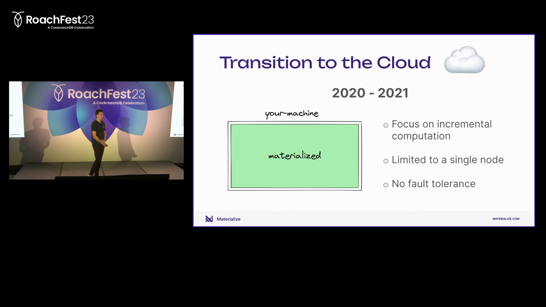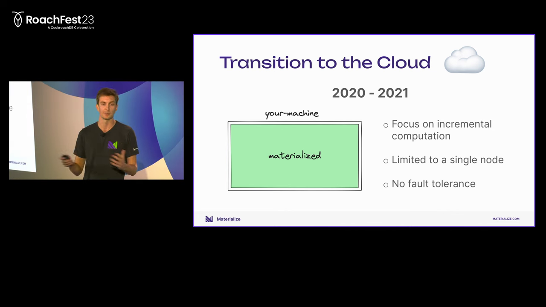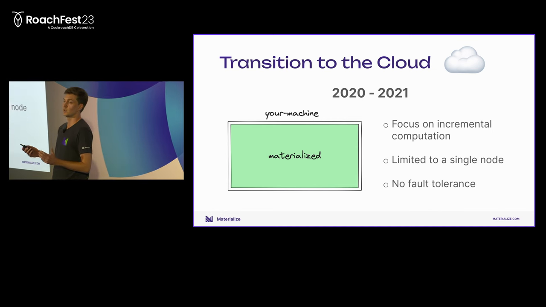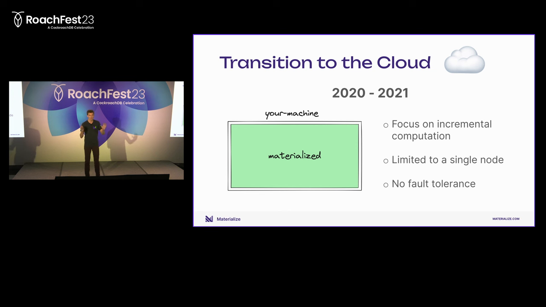But it had some drawbacks, right? You're limited to a single node. So your database can only be as large as the machine you can buy. And also, there's no fault tolerance. So you need to upgrade this machine, whether it be to make it bigger, whether it be to upgrade the OS, or there's a bug in Materialize. They do happen. Your database is going to go down, and that's just not acceptable for a production environment.